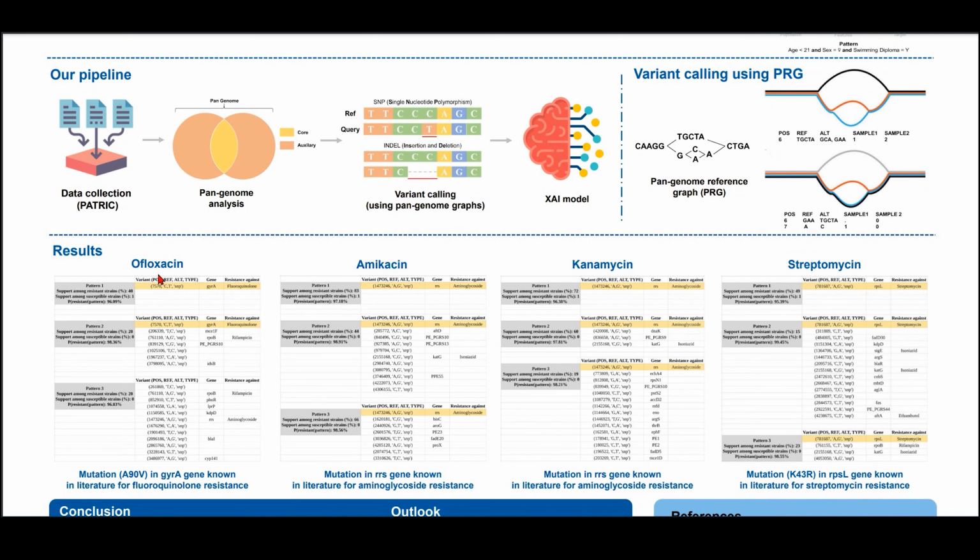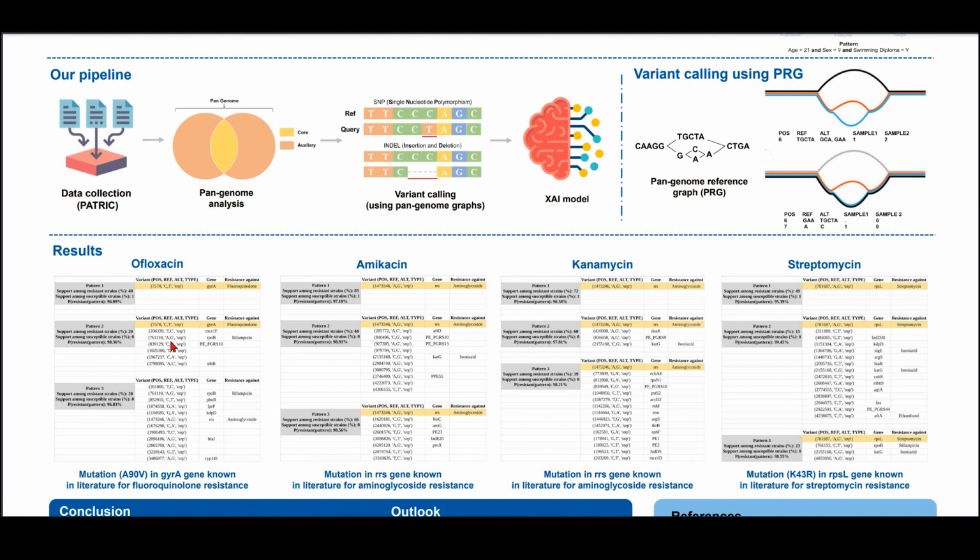So for ofloxacin, which is basically a fluoroquinolone, we found this single-length pattern which contains the mutation in the gyrase gene, and the probability of resistance of this pattern is also very high. And this mutation in the gyrase gene is already well known and reported in literature for fluoroquinolone resistance.